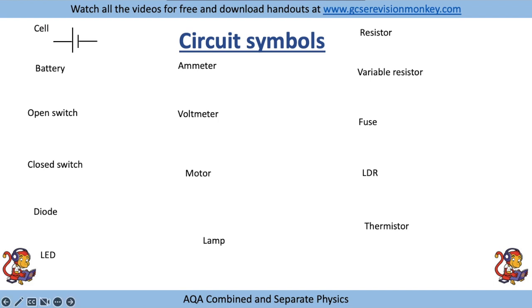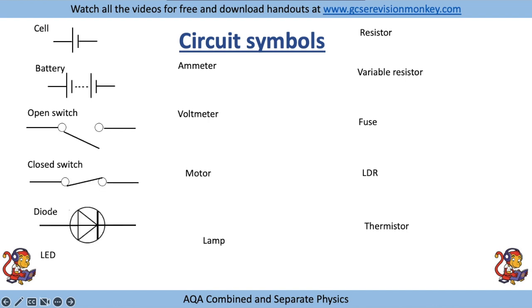So first of all, we've got our cell, and the longer line represents the positive and the shorter line the negative. If you have lots of cells together, you make a battery. And then we've got the switches, the open switch and the closed switch. You've got the diode. And if you look carefully with the diode, to help you remember, it looks like a D, an I, and an ode. That might help you remember it. And then LED stands for light emitting diode, so that is the diode again, but arrows to show that light is given off.